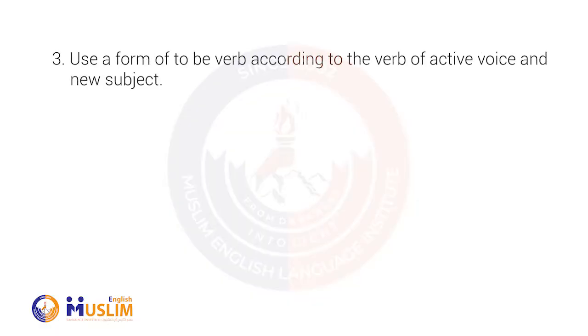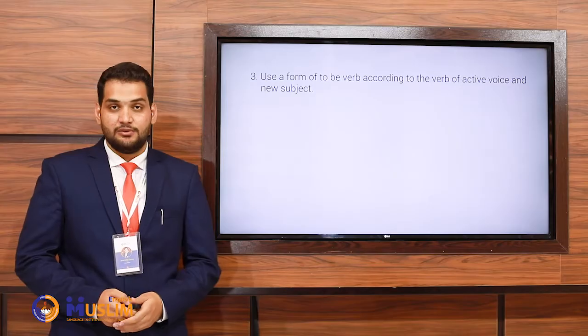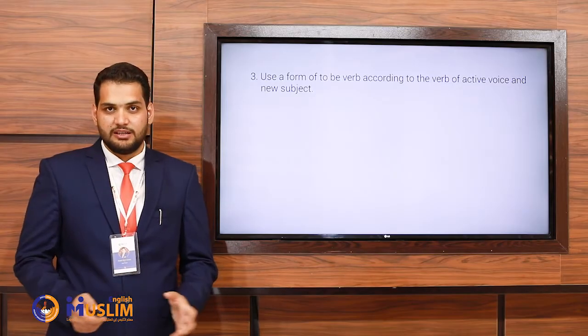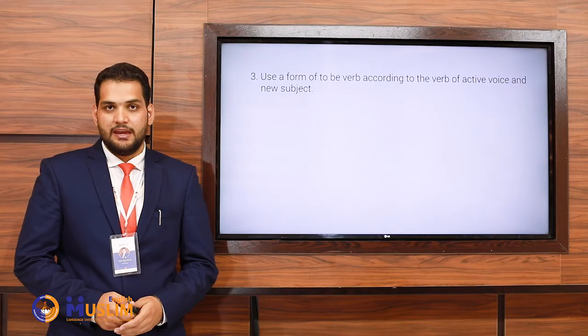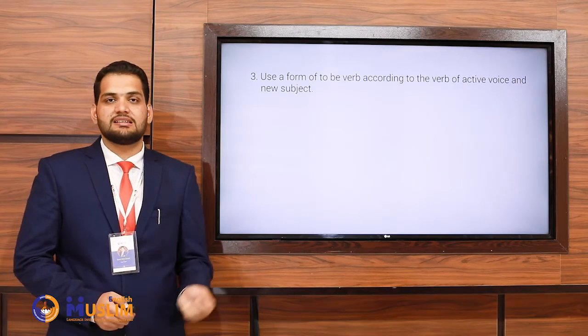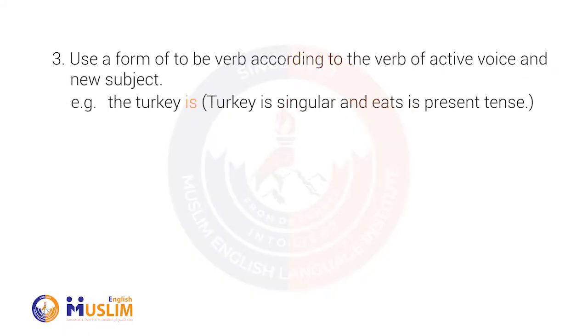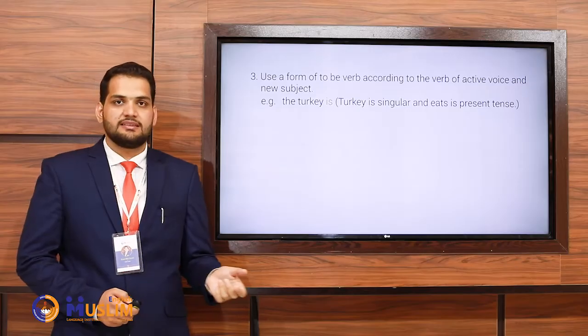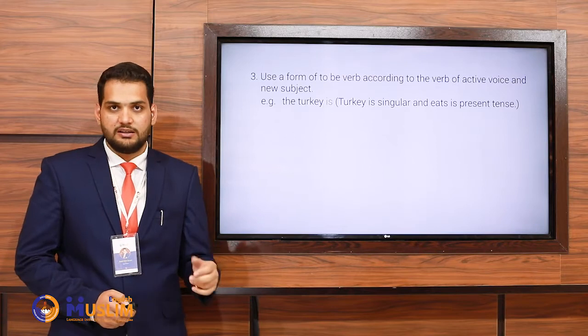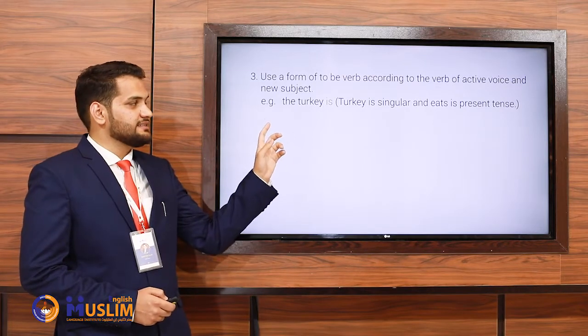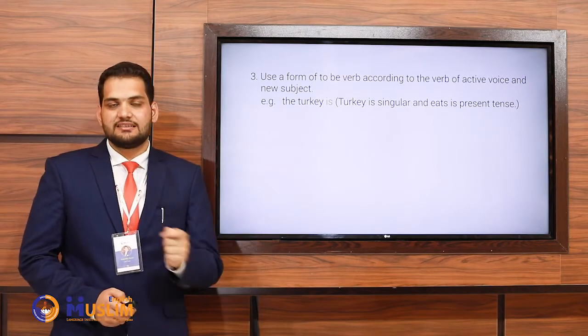Step number 3. Use a form of to be verb according to the verb of active voice and new subject. Remember, you have to use a to be verb in passive voice. And you have to use it according to the new subject and tense of the sentence. For example, the turkey is. You cannot say the turkey are because the turkey is singular. And you cannot say the turkey was or were because the original sentence says the dog eats the turkey.